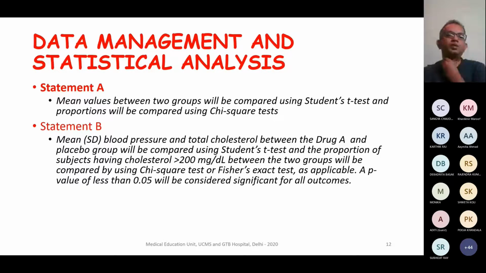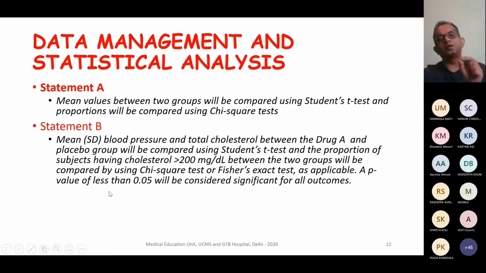Can any one of you volunteer and say which statement is more appropriate or looks better? You can put it in the chat box. Anyone, can you volunteer? I've got Sangya responding to B. Yes, that's correct. Ayesha also has responded and chosen the statement B.